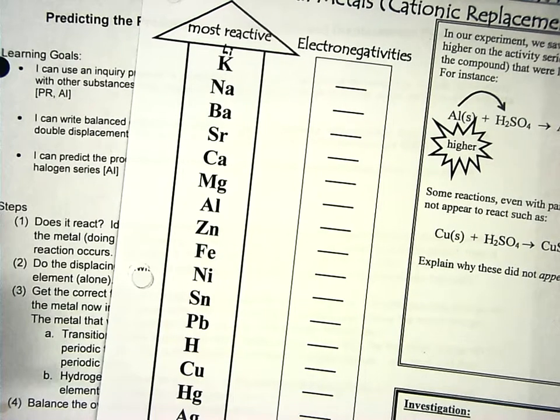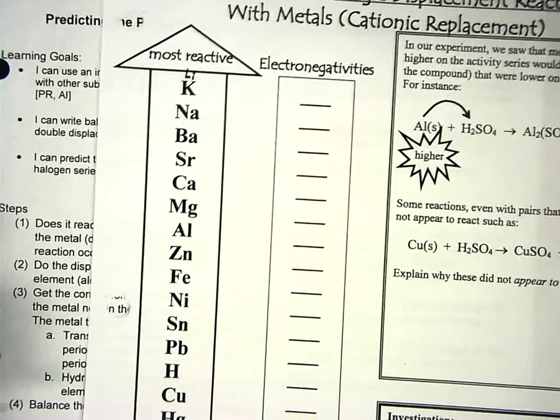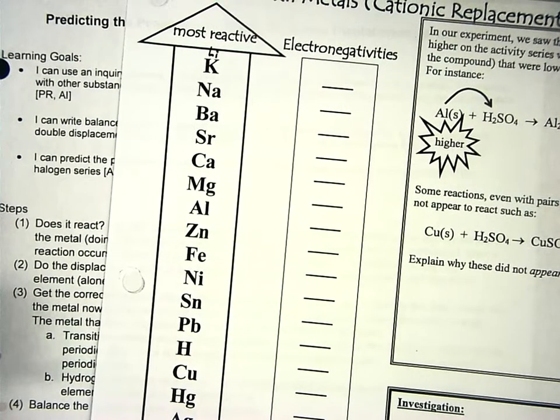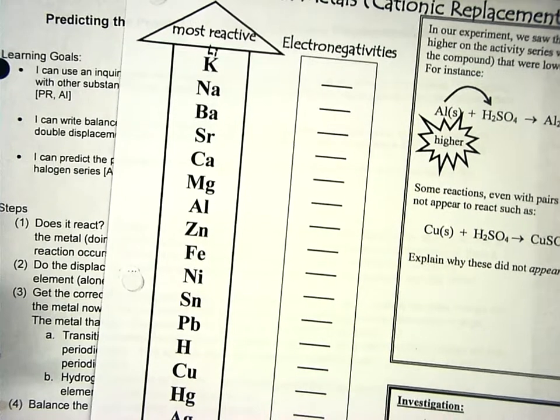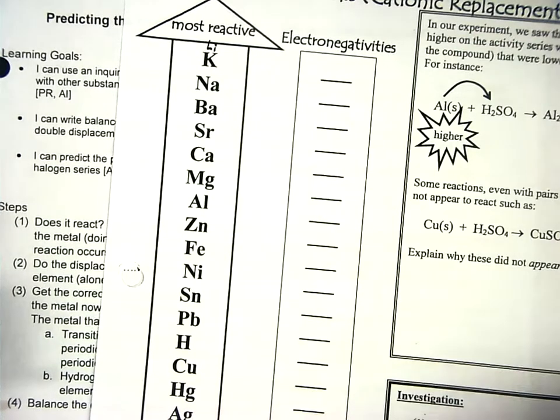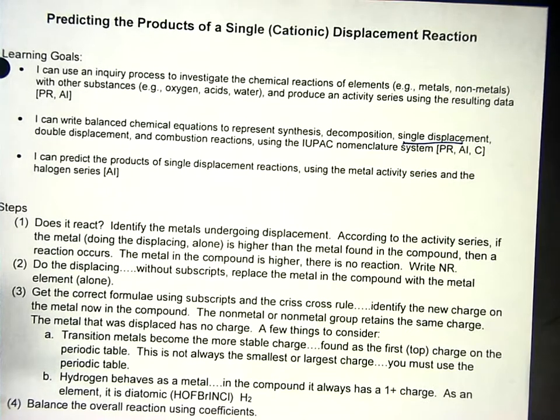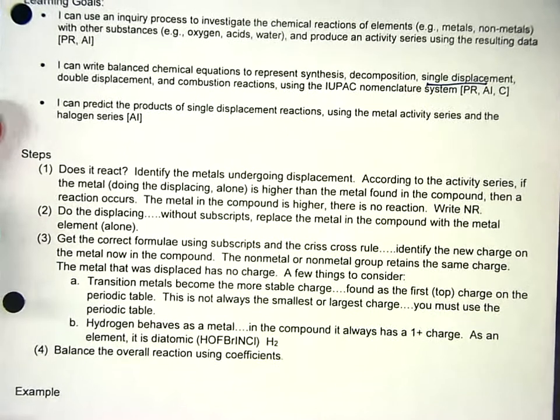They're a little bit different from each other, from the experimental stuff that we did with the acids, but this is generally the order of reactivity. So we'll need those two materials plus the sheet that you have in front of you. Okay, so how do we do this?